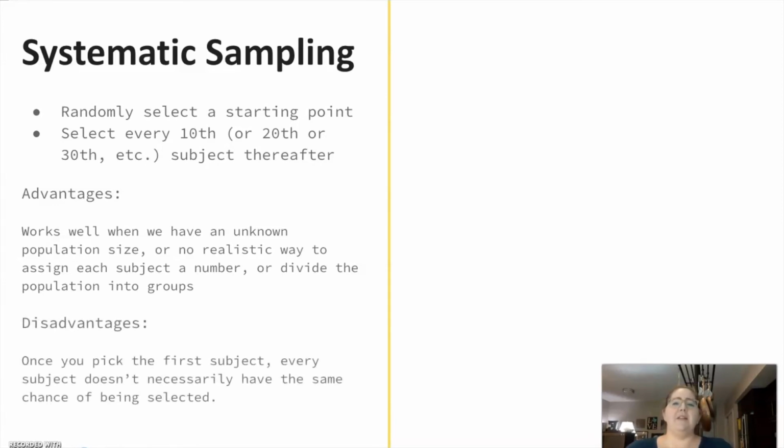Disadvantages, and this is kind of questionable, but once you pick that first subject, you're really not giving every subject a chance of being picked. Once you pick 7 as your first random number, number 16 or number 25, they no longer have a chance. So it's a little questionable in some situations, but it does make things easier in certain situations where it's hard to number everybody, or we want to make sure that we're getting throughout an entire time period.